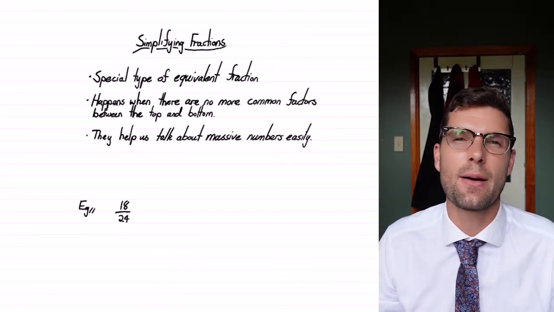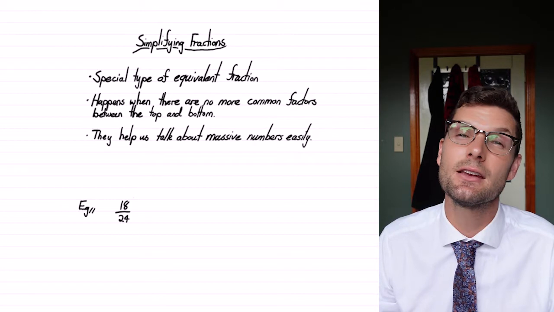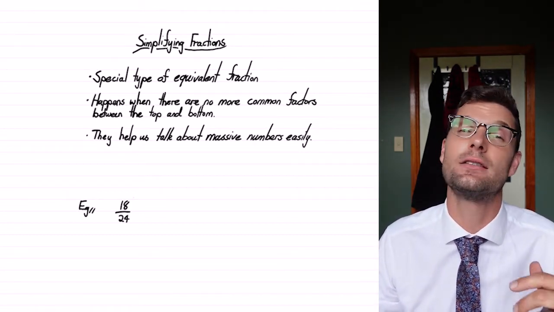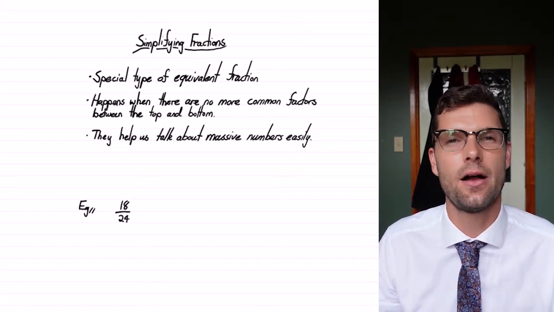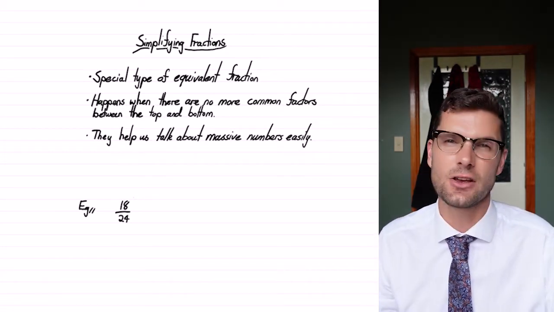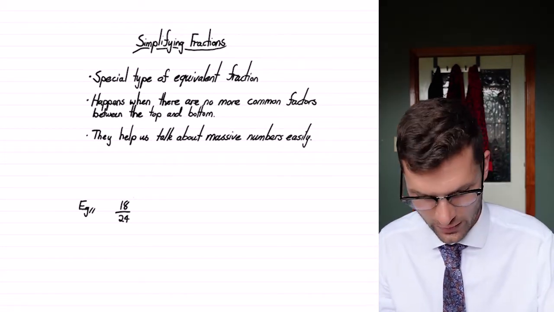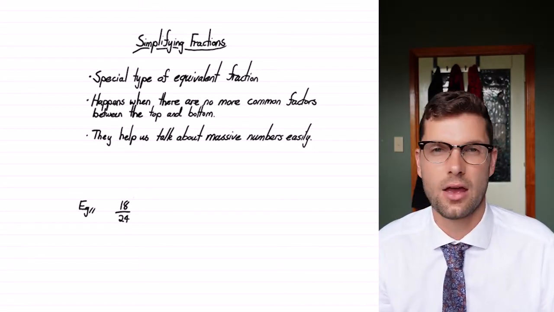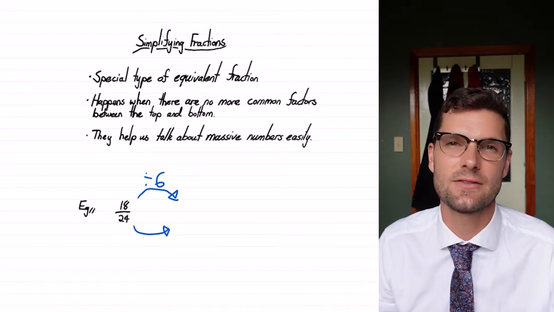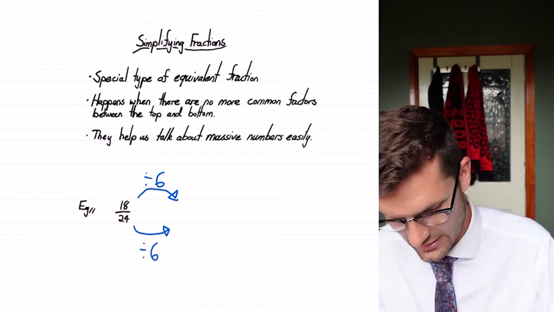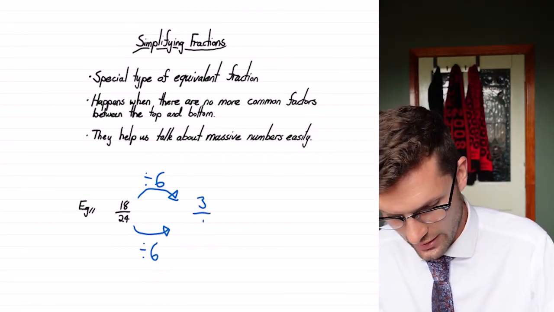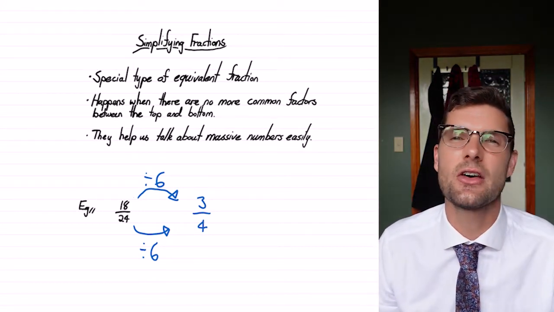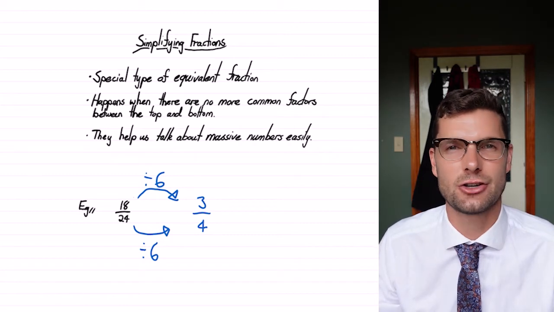So all we've got to be able to do is firstly recognize the common factor between the top and the bottom, and then divide the numerator and the denominator by that common factor. For example, if we've got 18 over 24, I know that 6 is a common factor for both of these. So if I divide the top by 6 and then divide the bottom by 6, the answer is going to be 3 over 4. 3 and 4 do not have a common factor, so that is our simplified fraction.